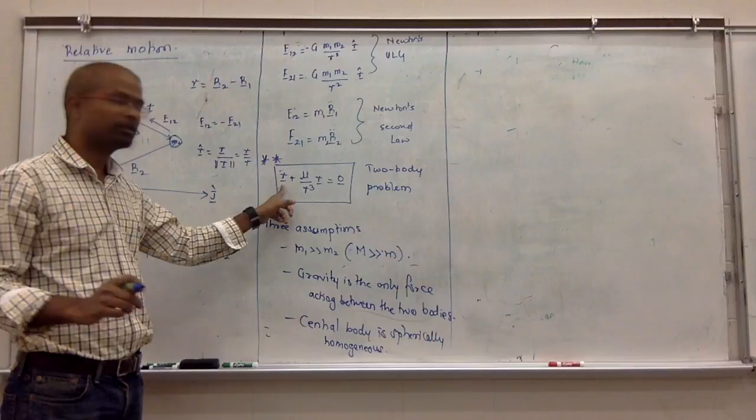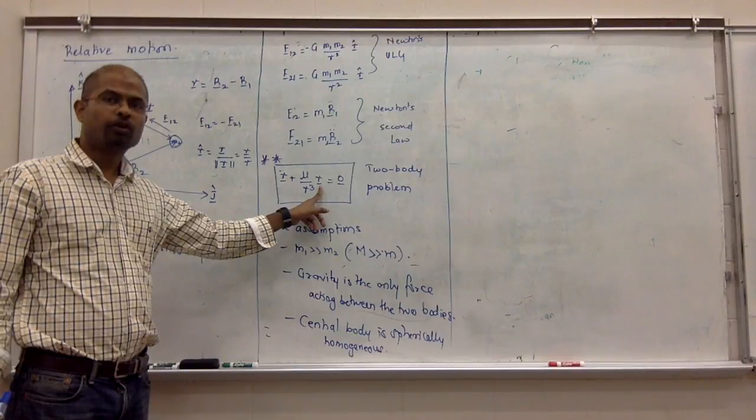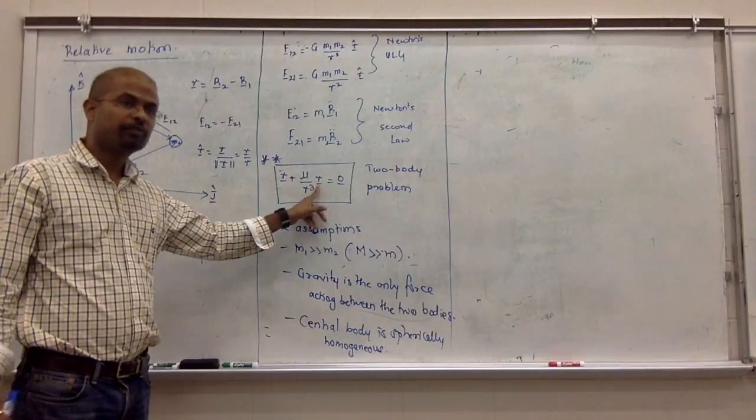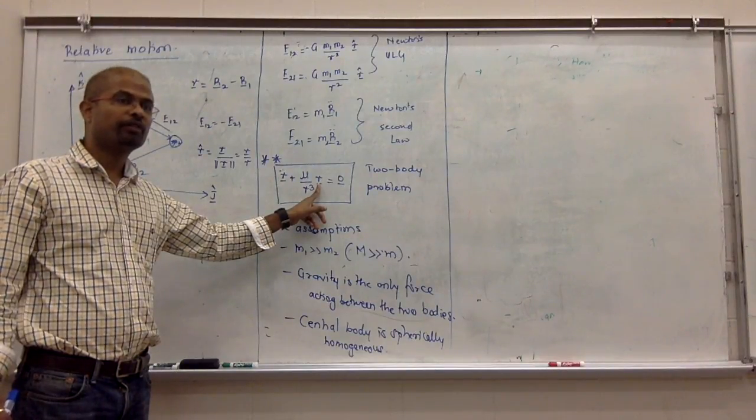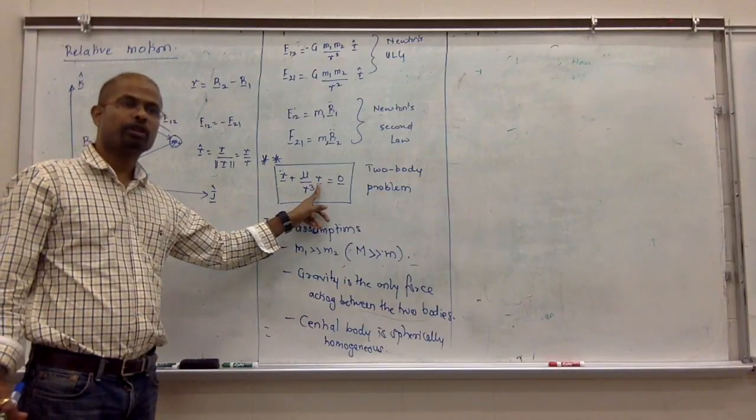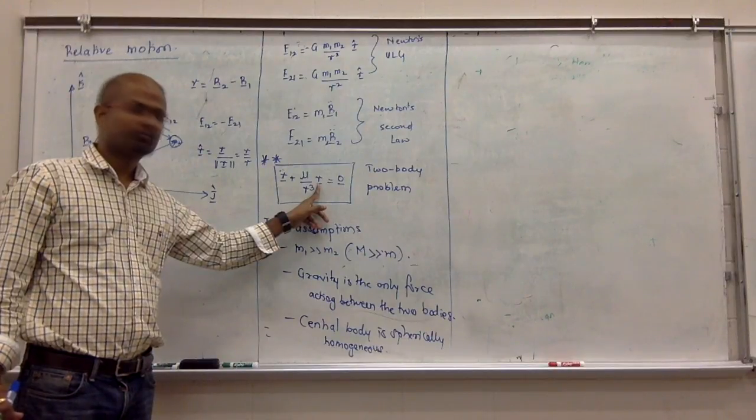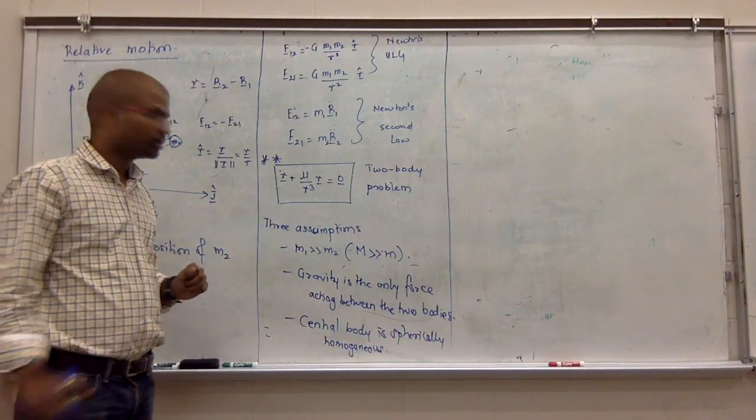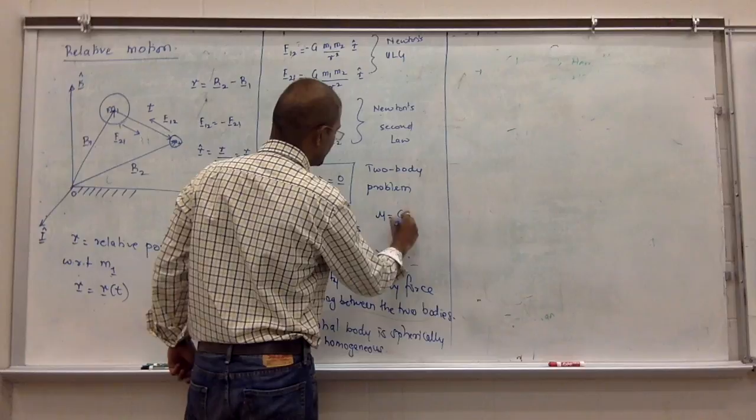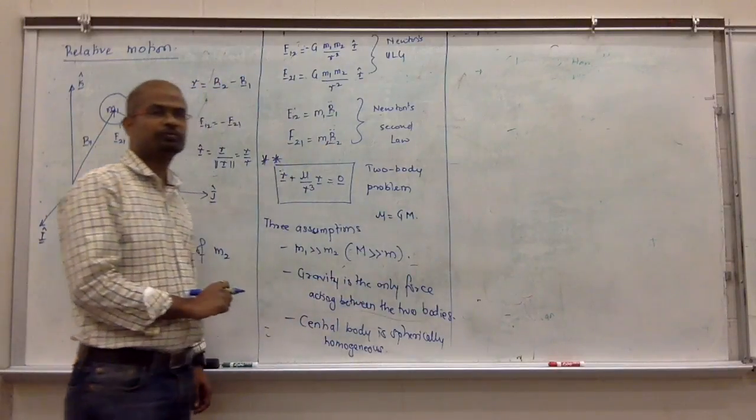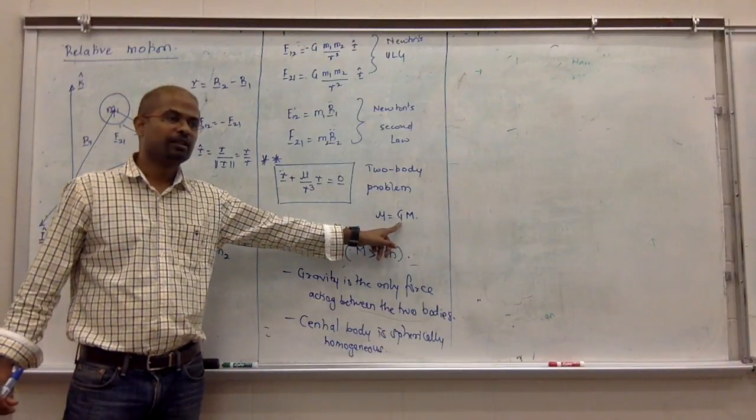What is this R? How do you say this? This is the relative position of mass M2 with respect to M1, or the position of the orbiting body with respect to the central body. Got it? What is this mu? Mu is the gravitational parameter. It's generally GM.